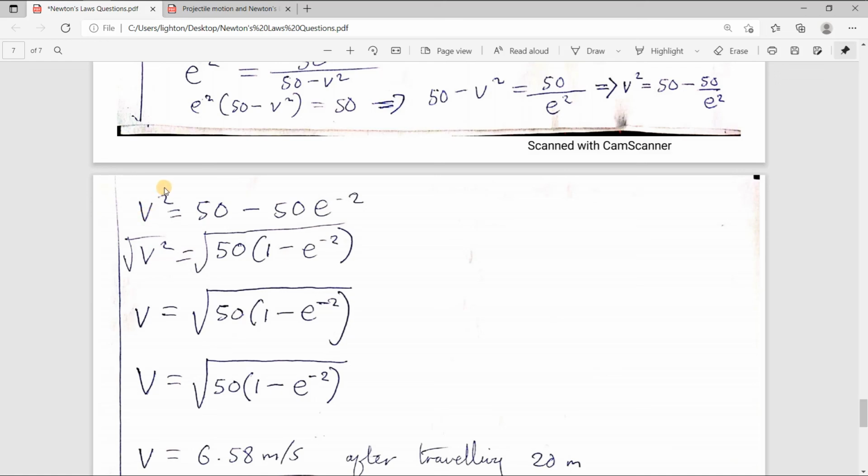And this v squared, to get rid of the square, we can take square roots on both sides, left and right, we get this expression. And of course the 50 has been factored out since it is common. We get that expression, which is this expression here. So this is the velocity. This is the velocity, which we can simplify further to v equals 6.58 meters per second after traveling 20 meters.